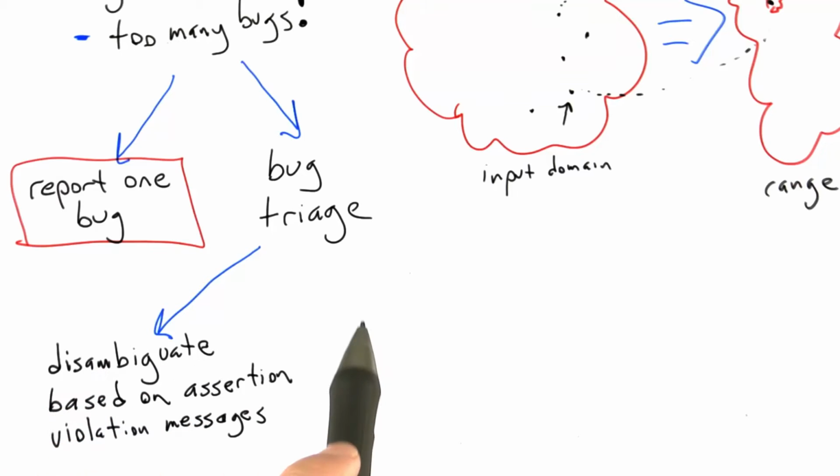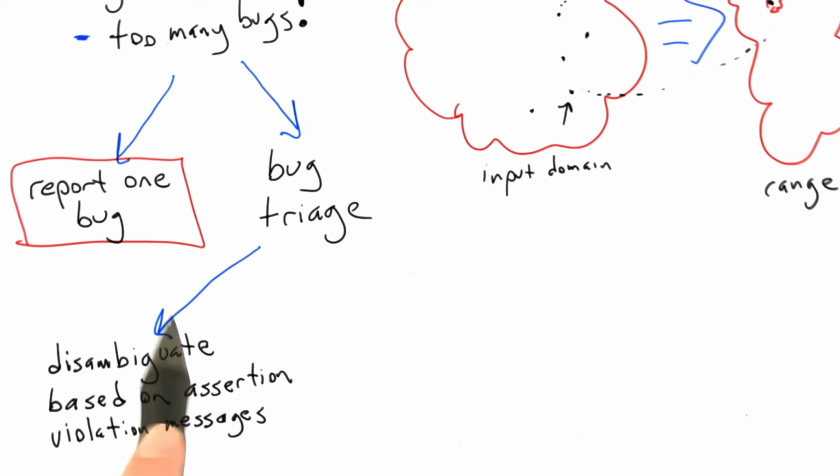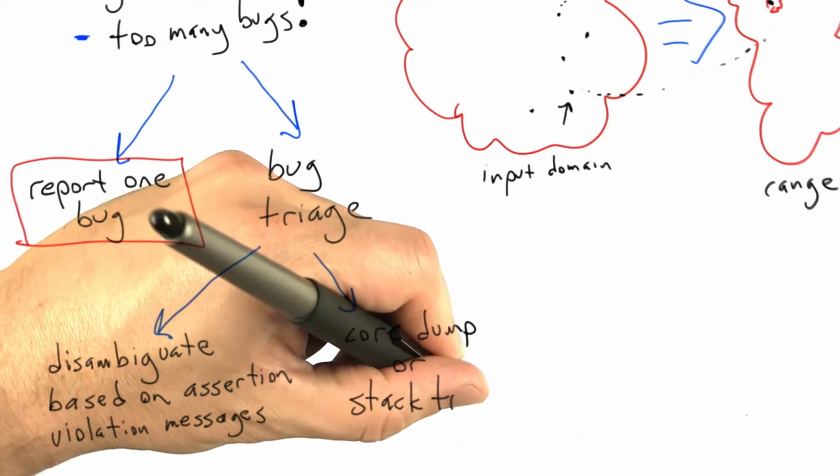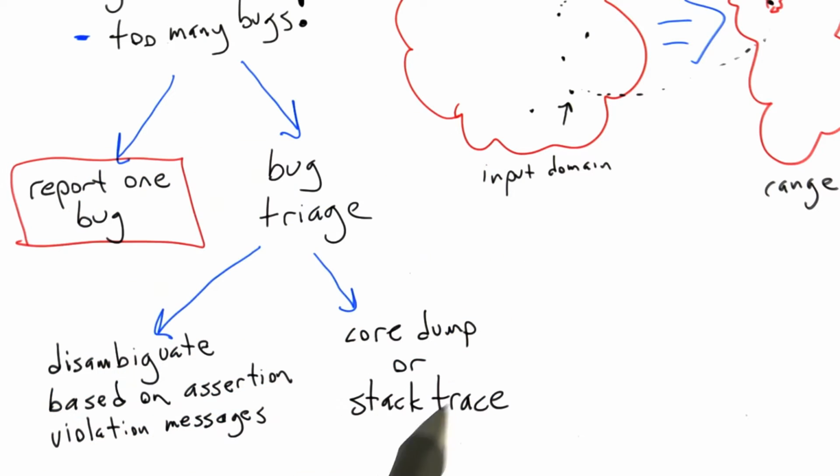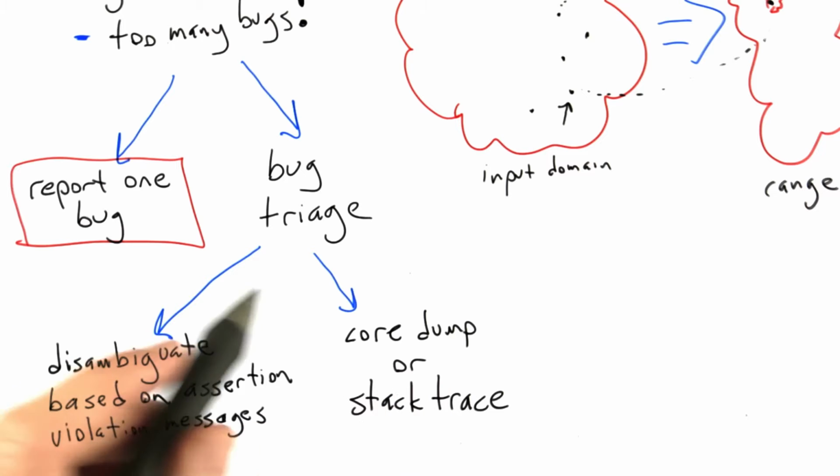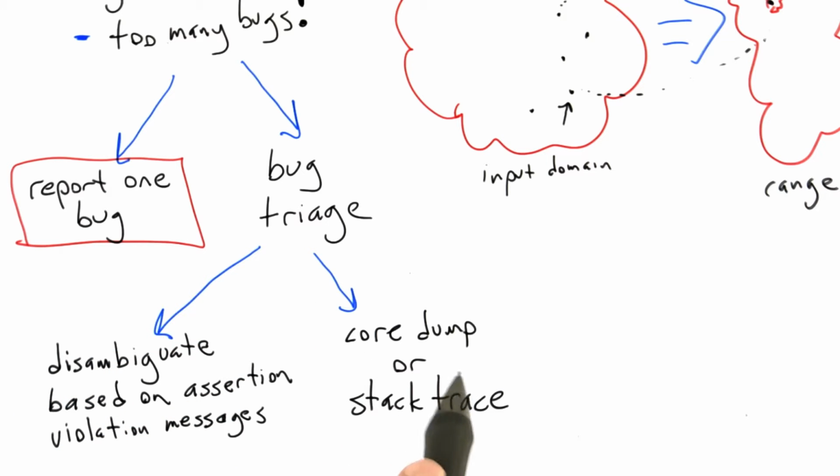Now, unfortunately, not all bugs result in nice assertion violation messages, and bug disambiguation can be trickier when all we have is something like a core dump or a stack trace. And so what these things are going to give us, at least if we have good debugging symbols, is probably some sort of an indication of what part of the code failed, and then an indication of the stack frames leading up to the failure. And so sometimes these are going to be useful for doing disambiguation and sometimes not.